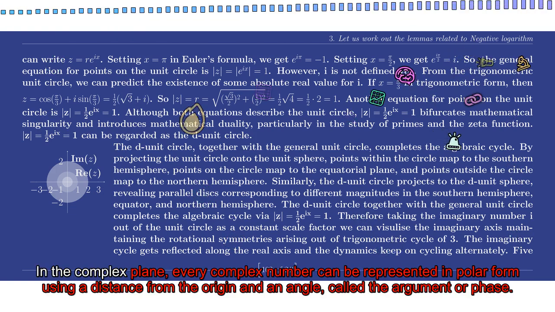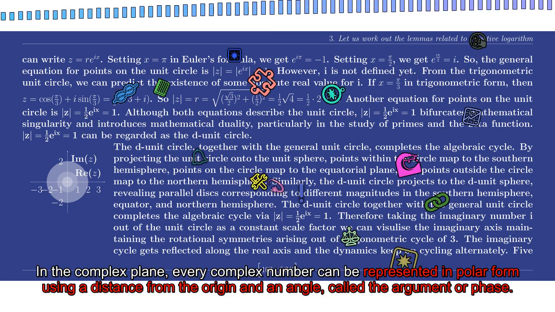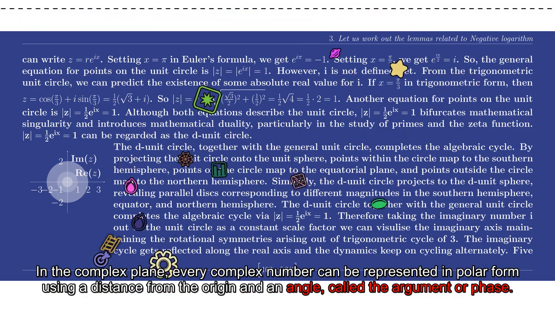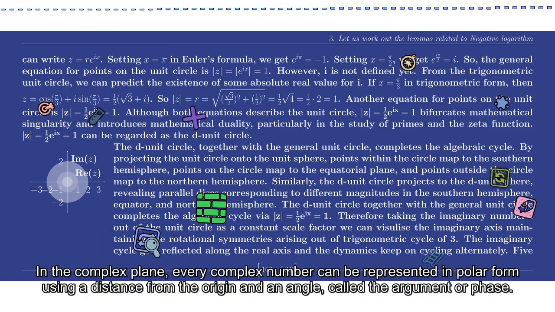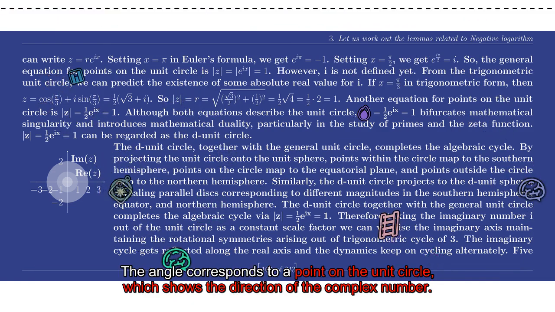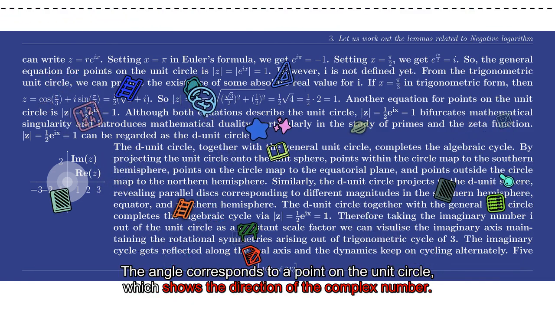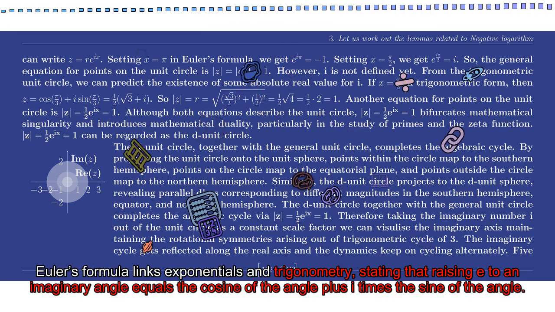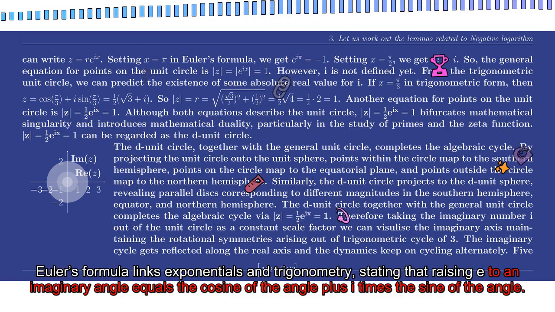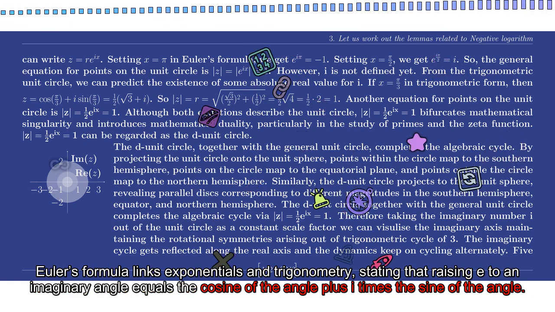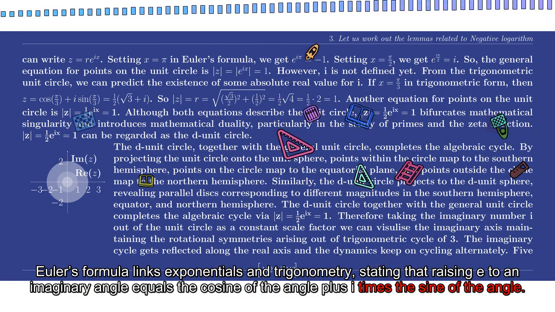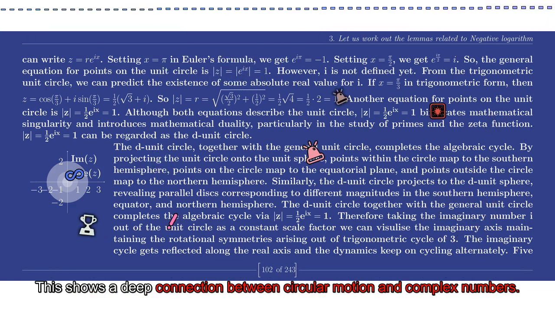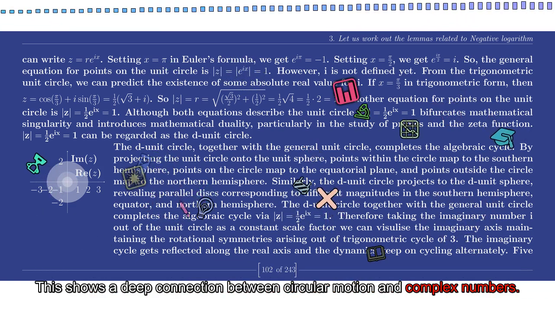In the complex plane, every complex number can be represented in polar form using a distance from the origin and an angle, called the argument or phase. The angle corresponds to a point on the unit circle, which shows the direction of the complex number. Euler's formula links exponentials and trigonometry, stating that raising e to an imaginary angle equals the cosine of the angle plus I times the sine of the angle. This shows a deep connection between circular motion and complex numbers.